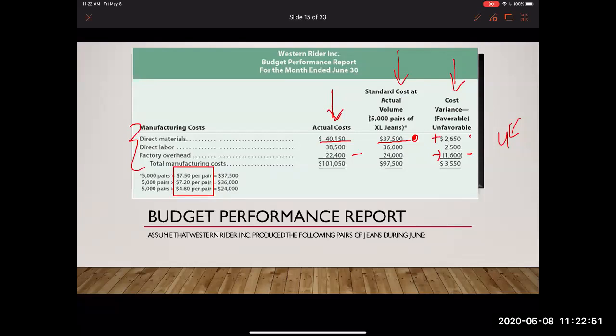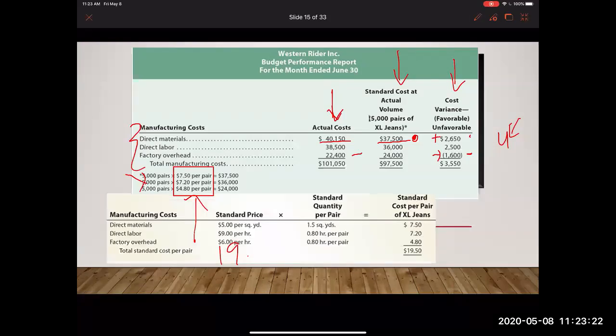Just as a reminder, how did we come up with this? In the prior video, I showed you how, for one pair of extra large jeans, this should have been the rate for it. I think it came out to like $19 and something cents. So what we're doing is taking the 5,000 pairs in question, and multiplying it times all of our manufacturing costs in regards to direct materials, direct labor, and factory overhead. The 1950, that's what we talked about in the very first video. So all of this comes from there.